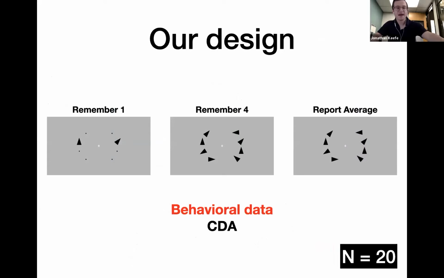So the behavioral data clearly shows that subjects can do all of these tasks pretty well, and are not simply reporting the mean in the remember four task. But now, we really want to know how much information was being held in working memory when subjects perform the report average task. Though we can't tell with our behavioral data, we have the CDA to help us figure this out.